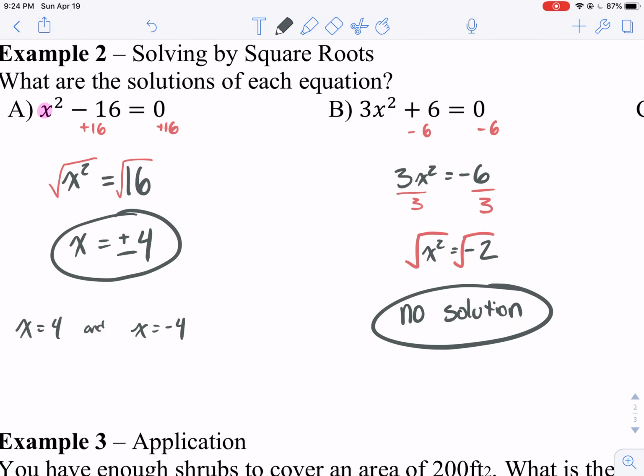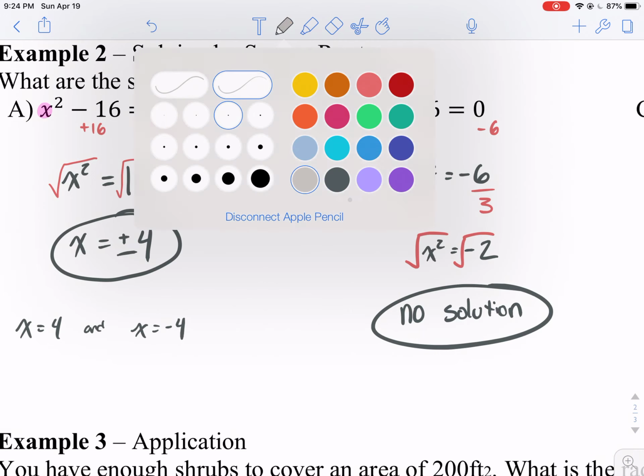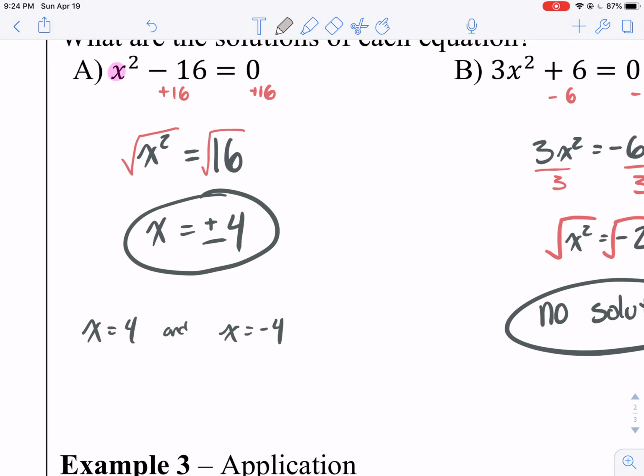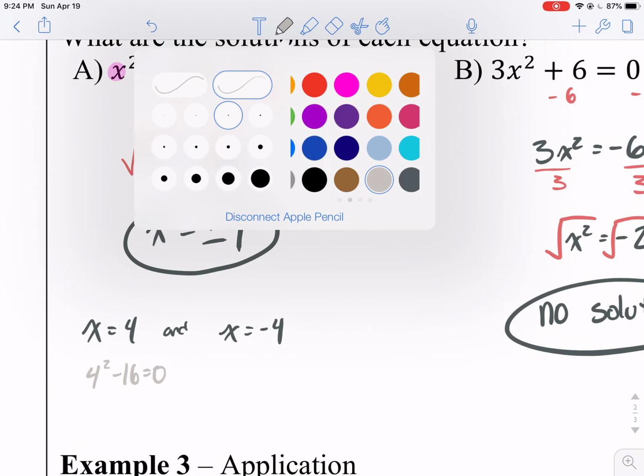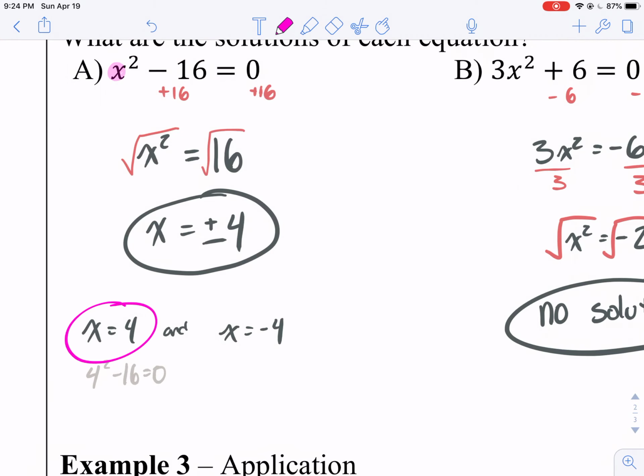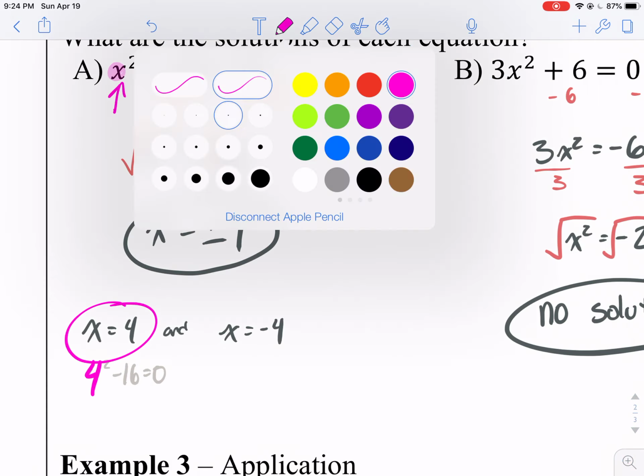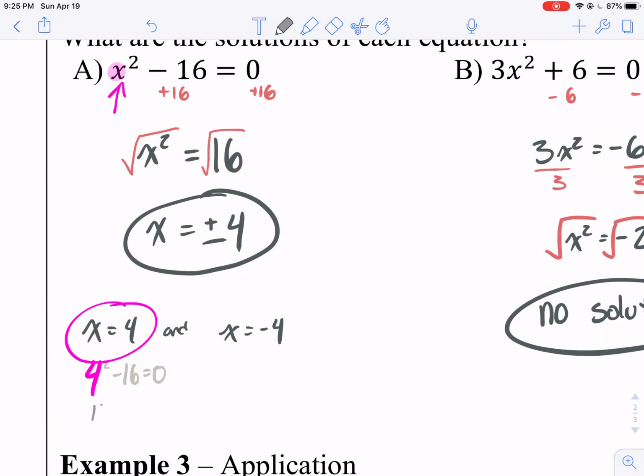Guys, we forgot to check our work. Let's go back to A and check our work real quick. We claim that x equals 4. So let's plug it back in. Is it true that 4 squared minus 16 equals 0? We plug it in right here. 4 squared minus 16 equals 0. Well, 4 squared is 16. 16 minus 16 equals 0.